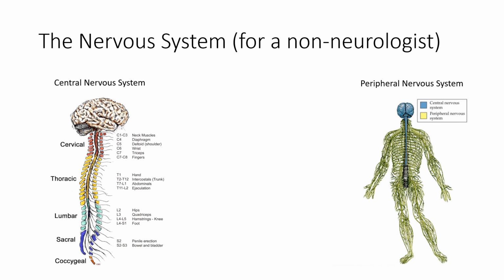And so when we think of the nervous system, we really think about these two large differentiations, the central nervous system and the peripheral nervous system. And this is important because in general, the investigations that we use to try to localize and find a cause for disorders of the central and the peripheral nervous system are generally different.